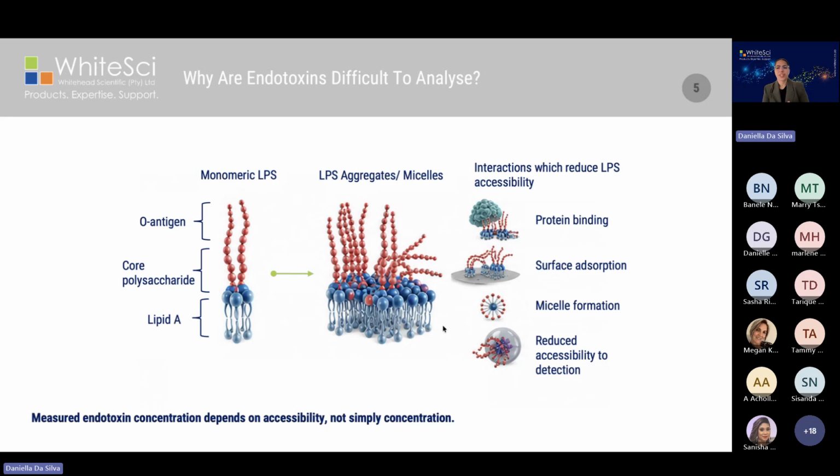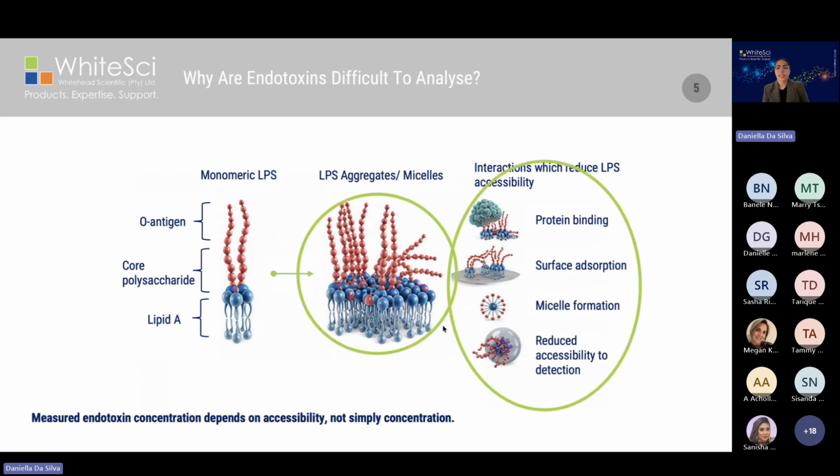One of the challenges with endotoxin testing is that endotoxins do not behave like simple molecules that are dissolved uniformly in a solution. These are amphiphilic molecules, meaning that they contain both hydrophobic and hydrophilic regions. Because of this, endotoxins naturally interact with each other and with their environment. They can form aggregates and micelles, which can also bind to proteins. They absorb onto surfaces and interact with components of the sample matrix. Their behavior can also change depending on factors such as pH, ionic strength, temperature, surfactants, and sample composition.